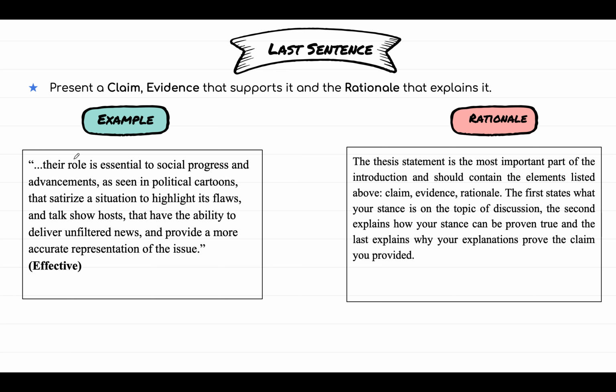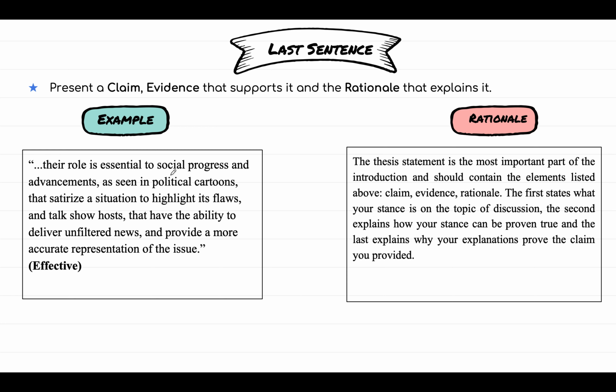All right. The role is essential to social progress. Here we're talking about humorists. I didn't include the first few words. In advancements, as seen in political cartoons that satirize the situation and highlight its flaws, and talk show hosts that have the ability to deliver unfiltered news and provide a more accurate representation of the issue. Wow, okay. Humorists have an essential role for social progress.